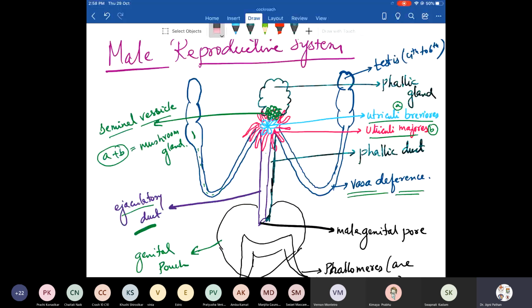Now, this is all about the male reproductive part. Then there are phallomeres, which are chitinous plates. There are around 3 phallomeres, irregularly shaped, one on the ventral side. They help during copulation. They lift the female body to help in copulation. Is the point clear to all?